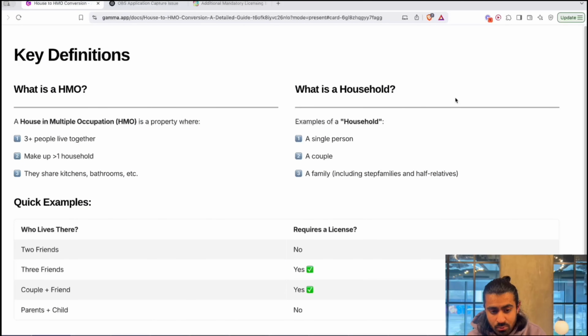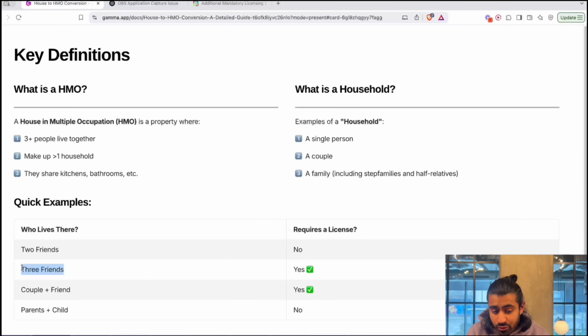So, quick examples of what constitutes a HMO. If you're 2 friends, yes, you make up more than one household, so you meet the second criteria. And yes, you're sharing kitchen facilities, bathroom facilities, but you do not make up 3 or more people. So here you would not require a HMO license, or this would not be regarded as a HMO.